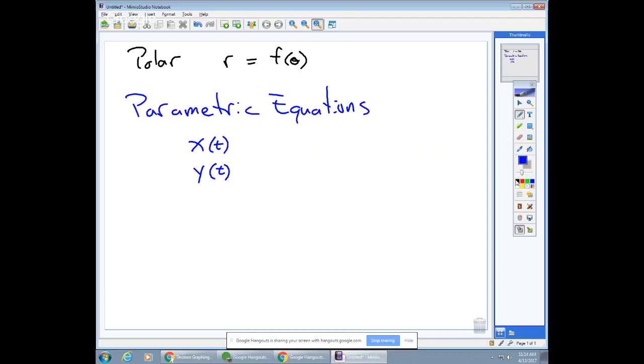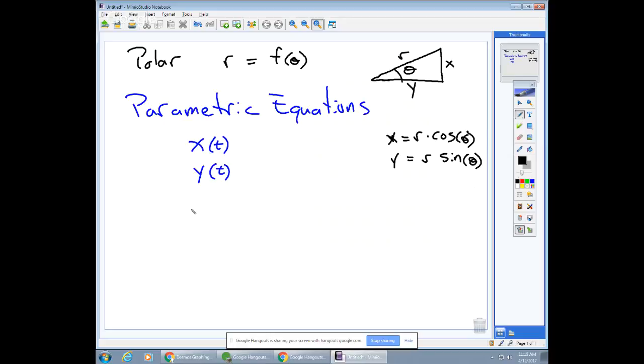And the catch is related to our triangle that links us between the polar world and the rectangular world. So given some angle here, we have our x value here, our y value there, and our radius there. And we know that in this triangle, x is equal to r times the cosine of theta, and y is equal to r times the sine of theta. And this allows us to parametrically draw polar graphs.